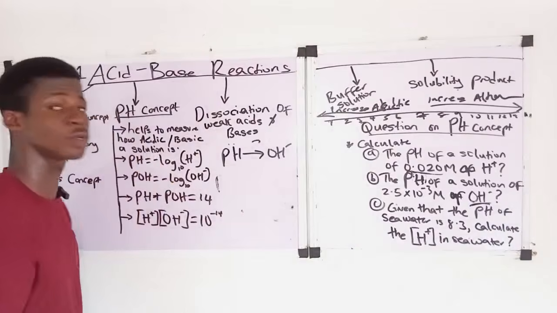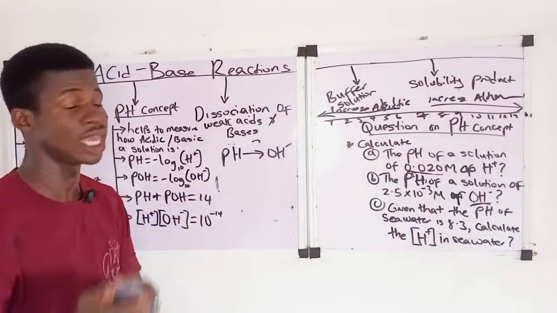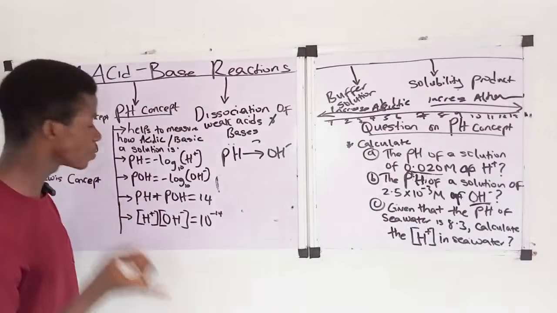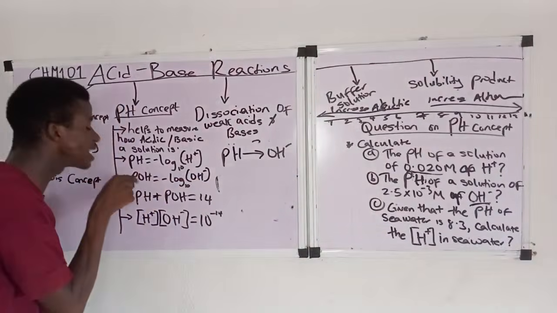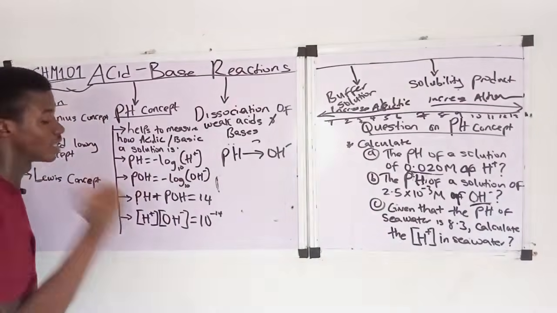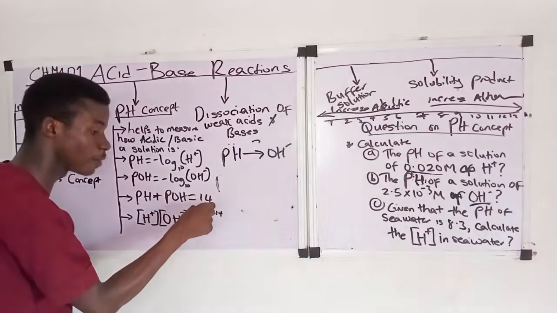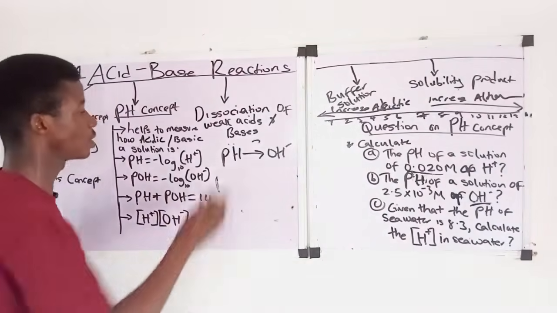Now, what are we going to do? It's very easy. The very first thing we do is look for pOH first, because pOH is related to OH. Once we get our pOH, we use the third formula: we put our pOH here, subtract it from 14, and get the pH. So that is just it.